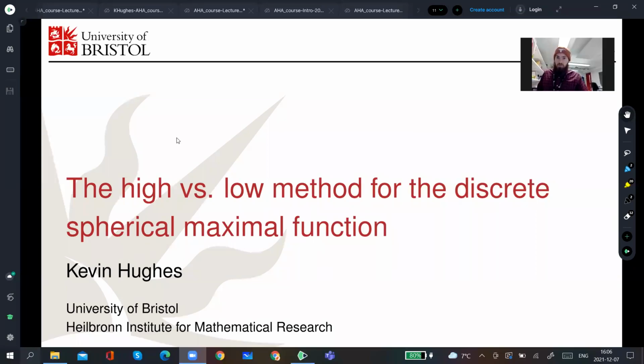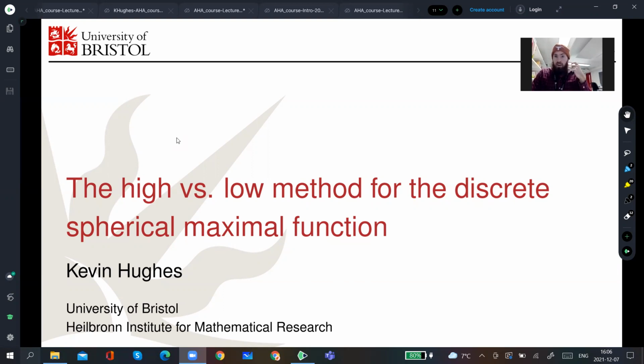Okay, welcome to the final lecture or two of our course. In this part, we'll finally get to proving the Magyar Stein Wainger theorem for the discrete spherical maximal function. More appropriately, arithmetic spherical maximal function. And the way we're going to do this is we're going to use the high versus low method, which we've already seen in a couple of different instances.